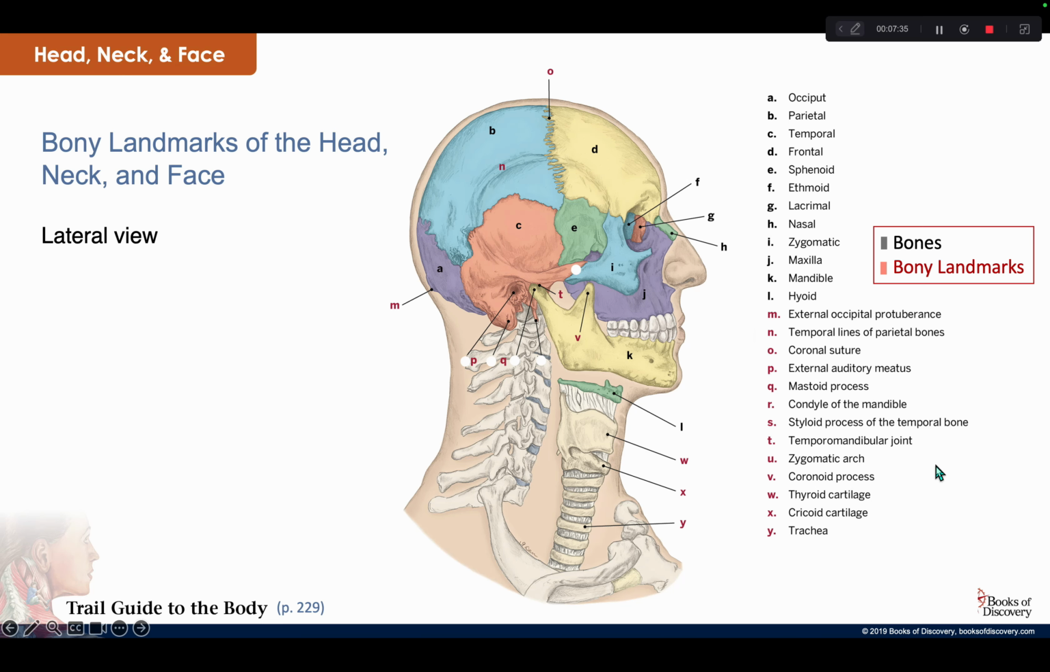And then we have T, the temporomandibular joint. That is right where your temporal bone and your mandible meet, hence the name temporomandibular, right? This section is usually where people are talking about when they say they have TMJ dysfunction: there's some dysfunction or inflammation going on with that specific joint. All right, moving on.